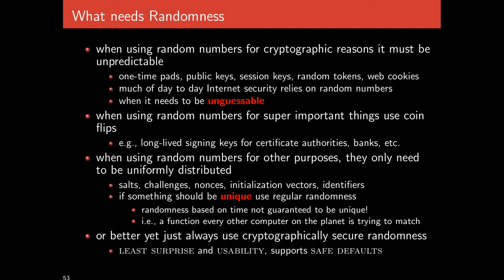So what needs randomness? If you're using random numbers for cryptographic purposes, they need to be unpredictable. So one-time pads, public keys, we'll talk about public key cryptography shortly. Session keys, which are the keys that you use just to encrypt communications. Random tokens, in the context of web security. Web cookies as well. There's lots of uses for these random numbers. And much of day-to-day internet security actually relies on these numbers being random. We're going to come back to this many times throughout this course. There will be many times where we talk about where random numbers are actually used for which particular protocol. So if these concepts don't mean anything to you just yet, don't worry. We're going to return and discuss them all in depth later on.